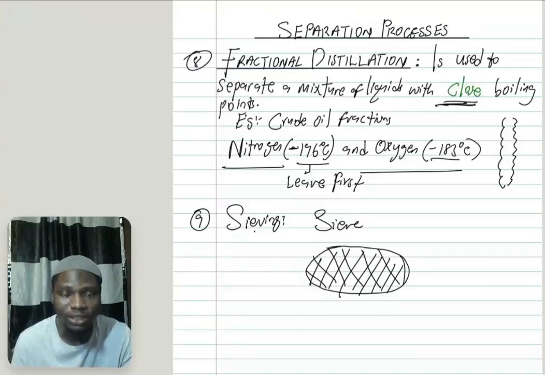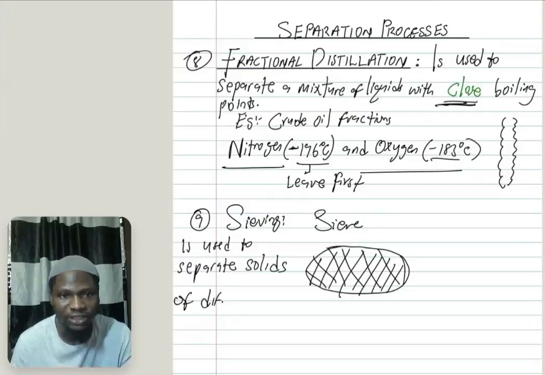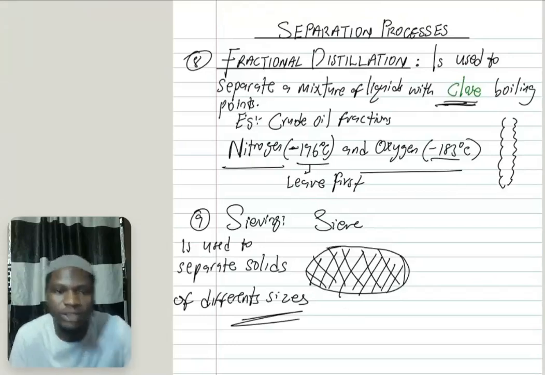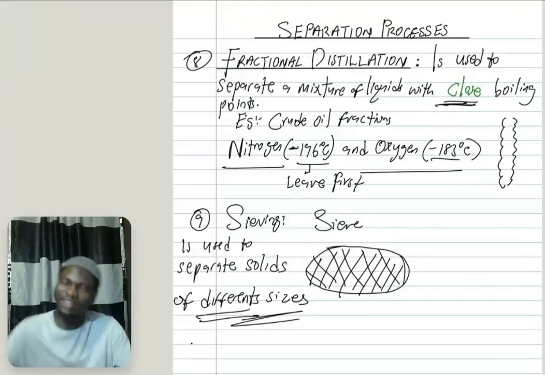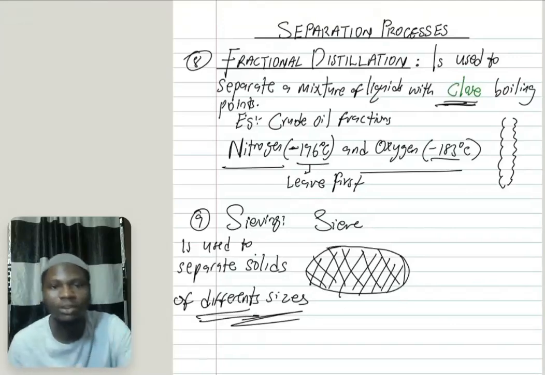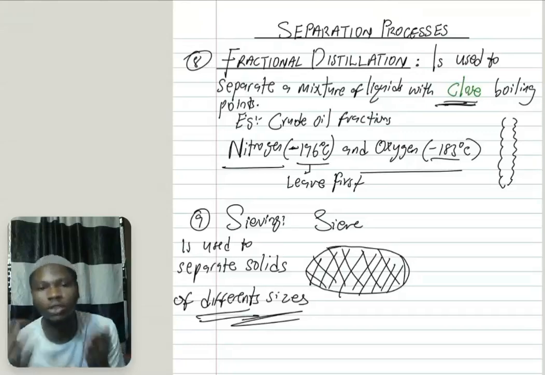Sieving is used to separate solids of different sizes. Solids of what? Different sizes. Yeah, that's what it's used for. This word different or distinct is the key word in defining sieving. Are we together? Good.